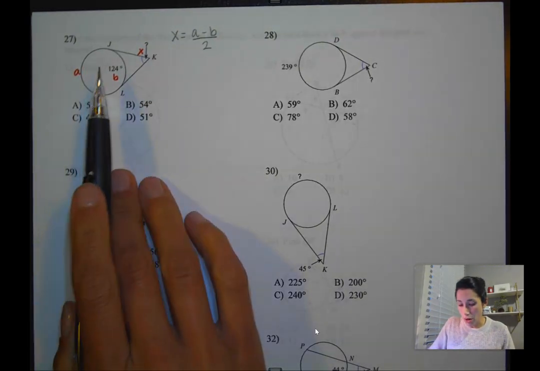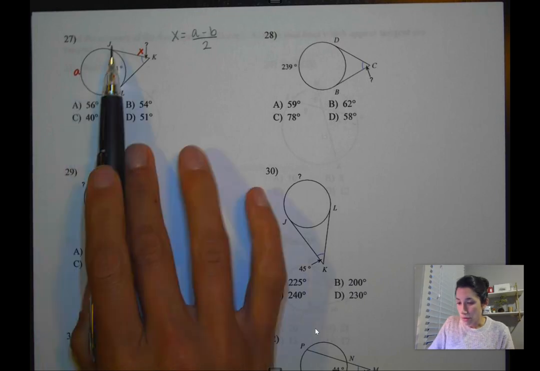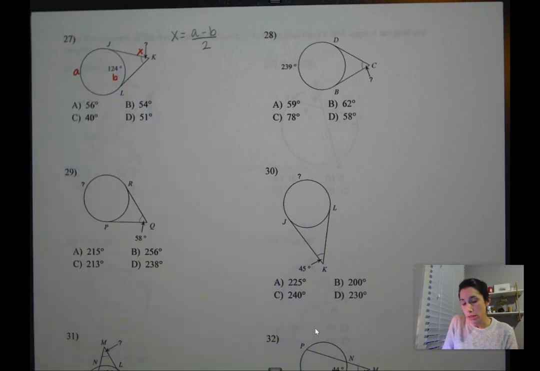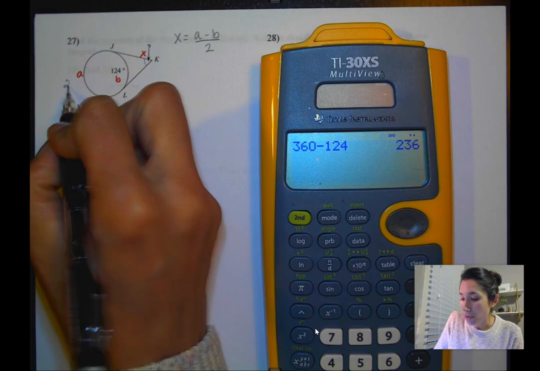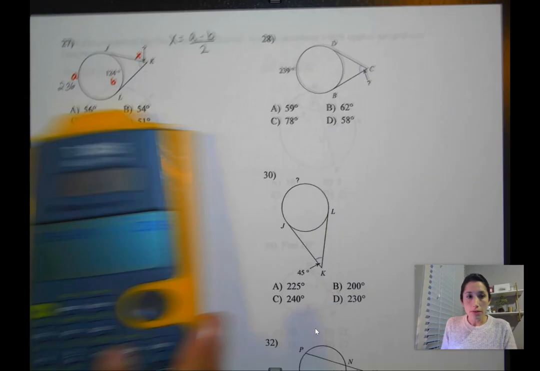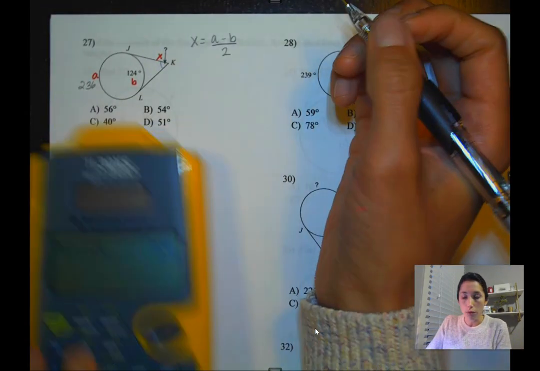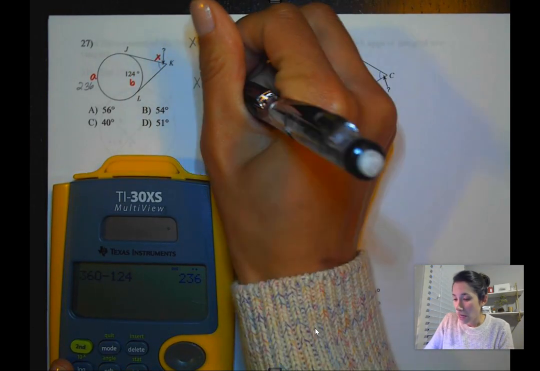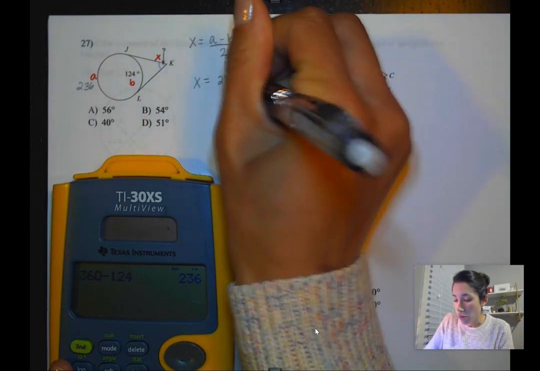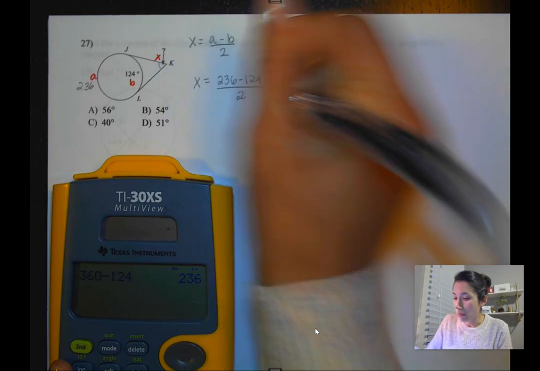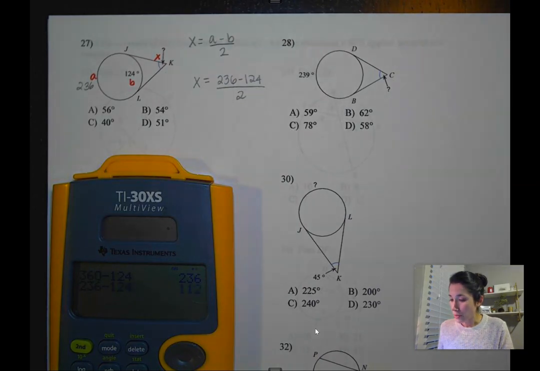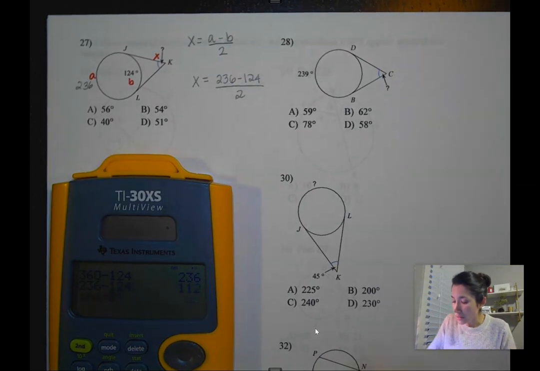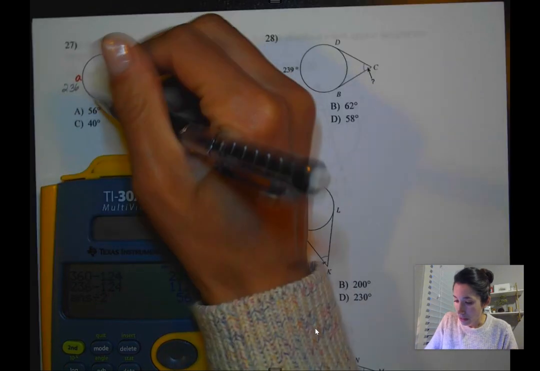One thing that you're going to need to know in order to solve for A is that a circle is 360 degrees. So I would first start by taking 360 and subtracting 124. So this portion here will be 236. Now we have all the information needed to plug into our formula. So x equals 236 minus 124, all divided by 2. So we got 112, and then we'll divide that by 2, and that's going to give us 56. That's A here.